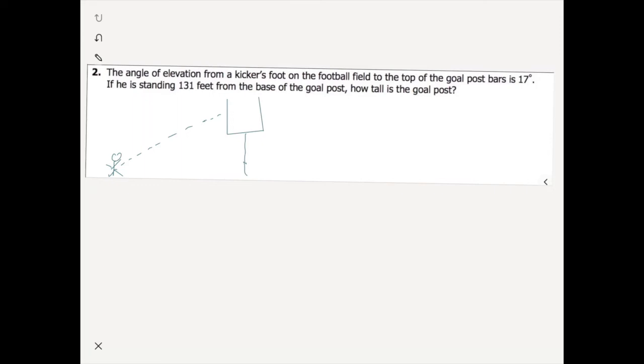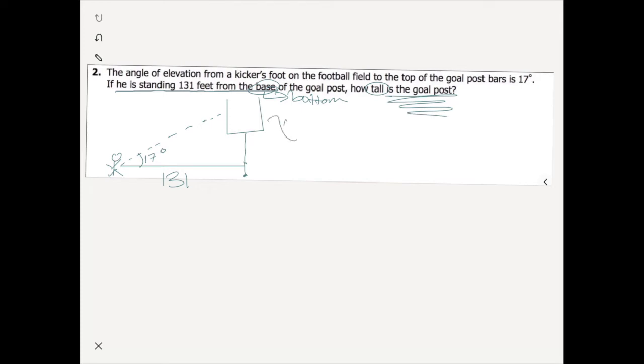And here's my horizontal. The angle of elevation is 17 degrees. And it says he is standing 131 feet from the base, again, that means bottom, of the goalpost. So this is the bottom of the goalpost. He is standing 131 feet, so this is 131 feet from the goalpost. How tall is the goalpost?